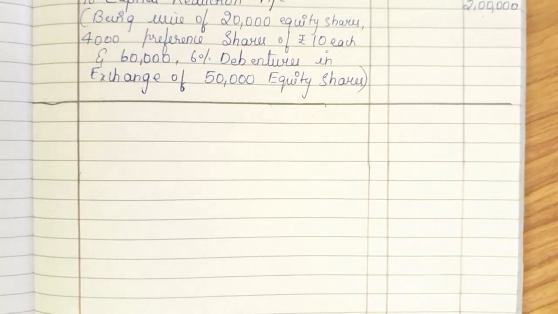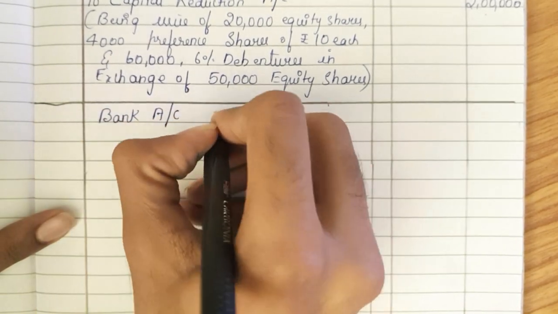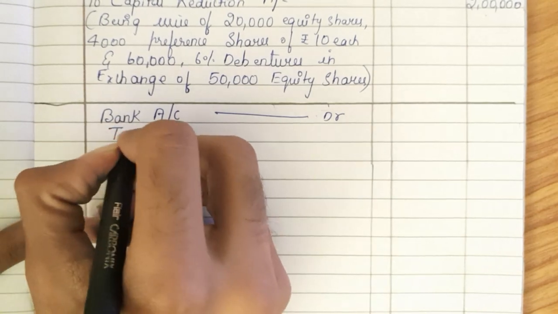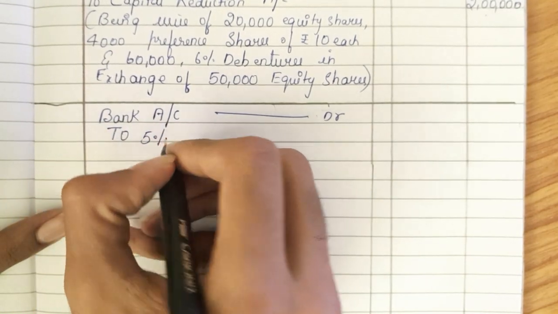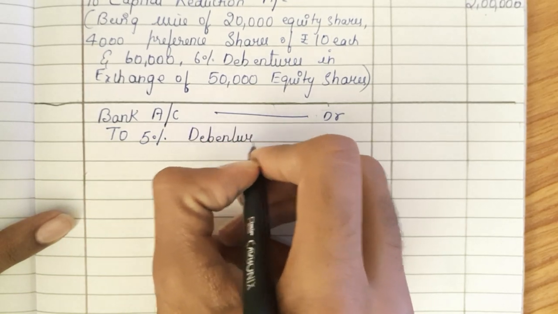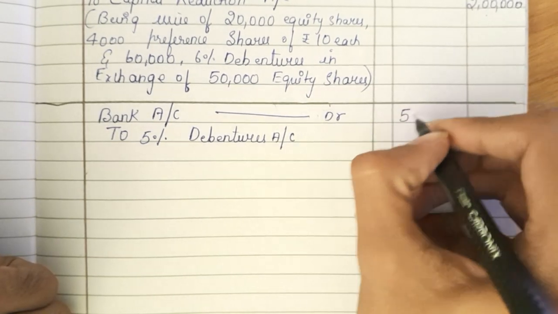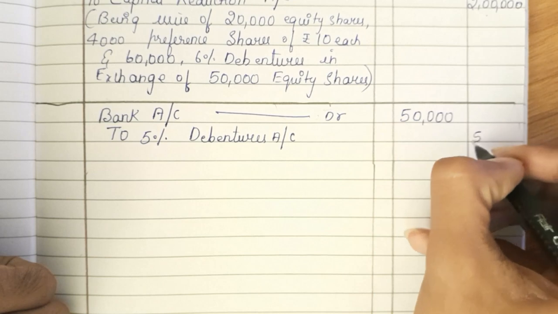Now, next in the question they have given: further, 5% debentures for rupees 50,000 have been issued to the public and the company had received the amount in cash. So they are receiving the cash. So if cash is coming, bank account debit, to 5% debentures account. The amount is also given directly, it is 50,000 and 50,000.